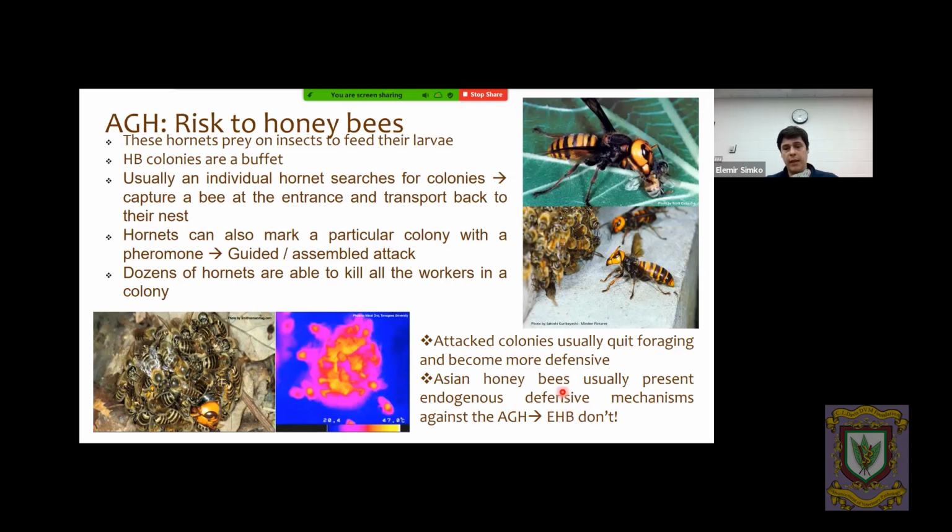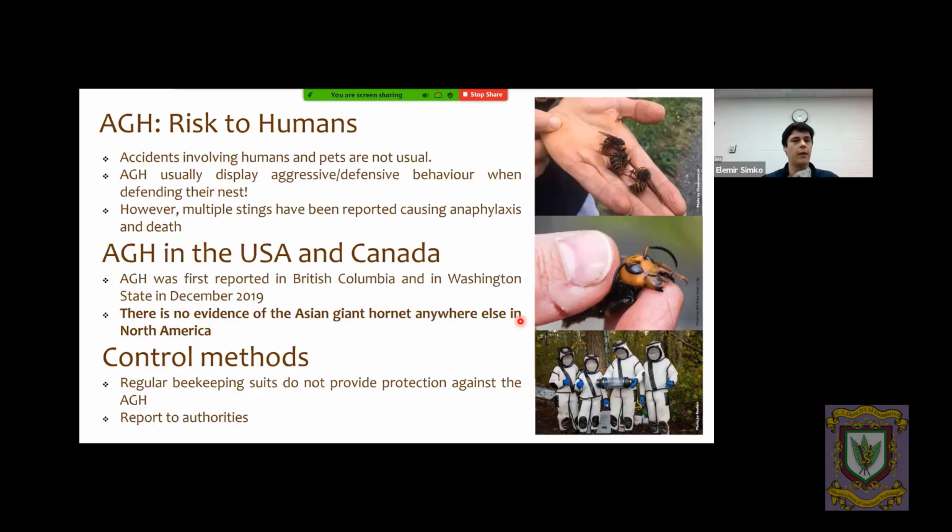European honeybees haven't evolved together with this wasp, right? They evolved in a different environment, so they don't present this kind of defense mechanism. When it comes to risk to humans, accidents are quite rare. They're not usual, even relating to humans or pets, because those hornets present a defense behavior when they are defending their nest.